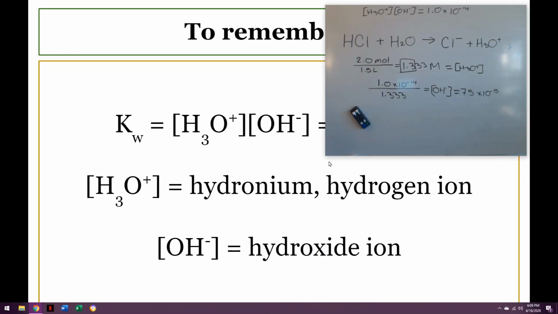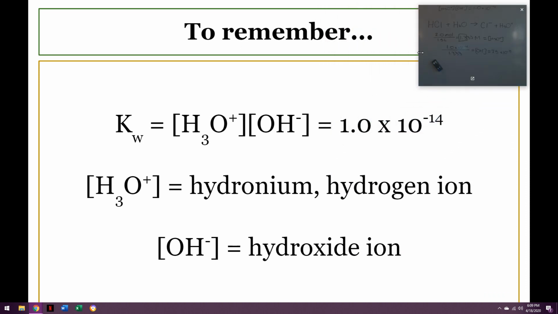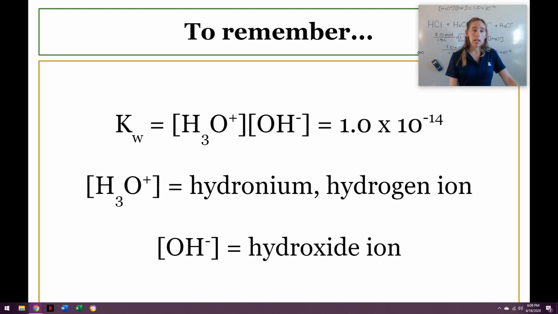So for all of the 4.2 problems on the practice problem list, you need to remember these things. Kw is equal to H3O times OH, and that's equal to 1 times 10 to the negative 14. It's right there on your periodic table.